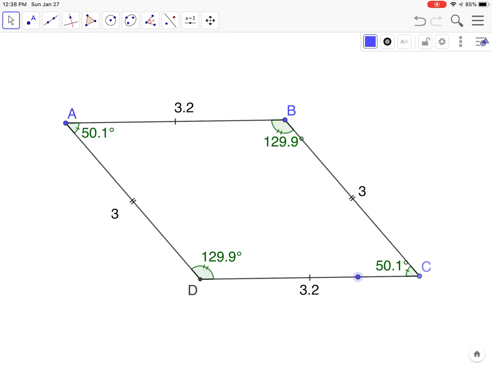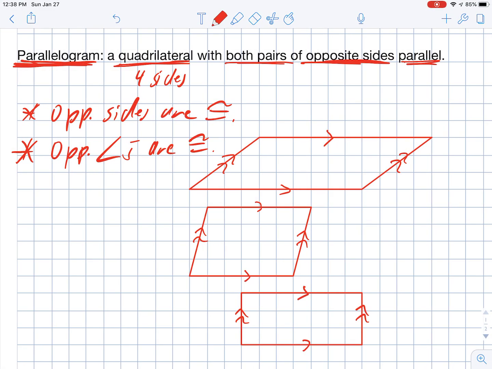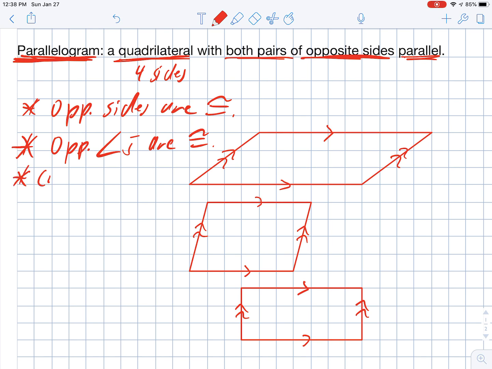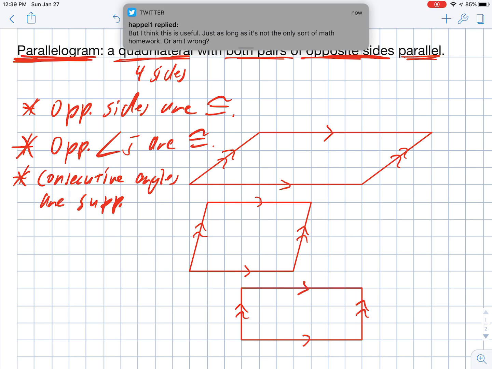We actually know that's true because those are same side interior angles formed by parallel lines. You may remember from our study of parallel lines that those have to be supplementary. So another thing we can say is true about all parallelograms is that consecutive angles are supplementary. That's always true. So when you have a parallelogram, all of these things have to be true.